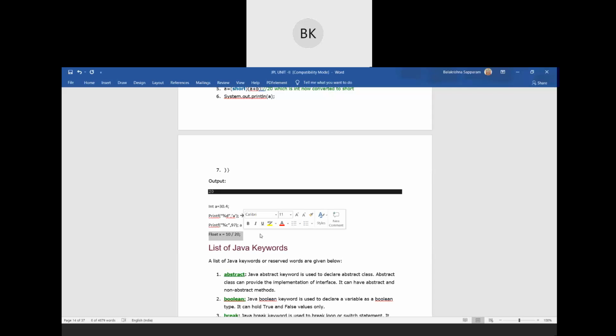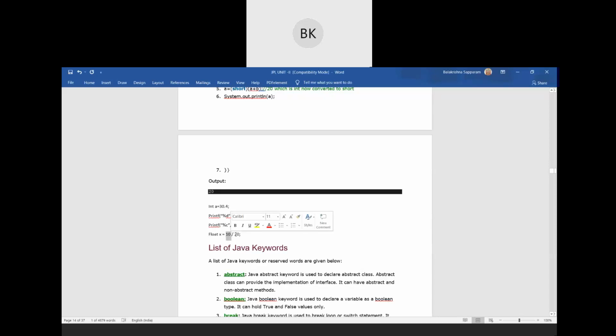What's the x value? Float x is equal to 10 divided by 20. 0.5 or 0? 0.0. No one? You don't know the answer, huh? 10 divided by 20 means here 10 is an integer, 20 is also an integer.